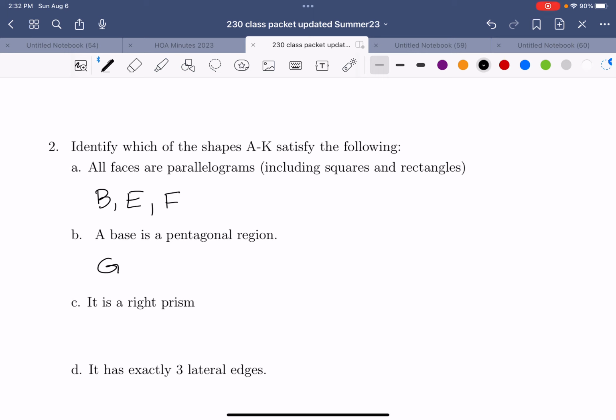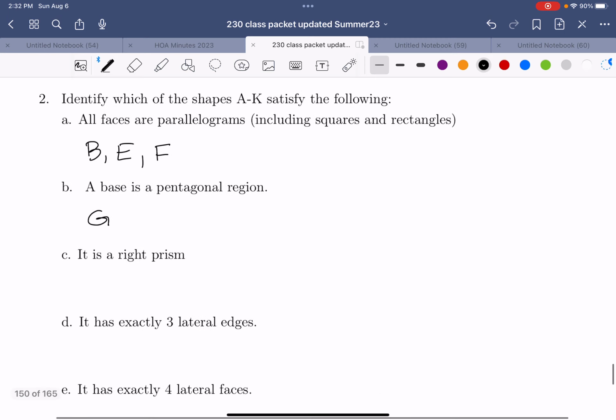Okay. C is a right prism. So anything that's a right prism. So we're looking for something who has two bases. Lateral faces are rectangles, and those rectangles, right? Because we want it to be right. So we want right angles. So rectangles, not parallelograms. So C would be the first one, right? That triangular prism is a right prism.